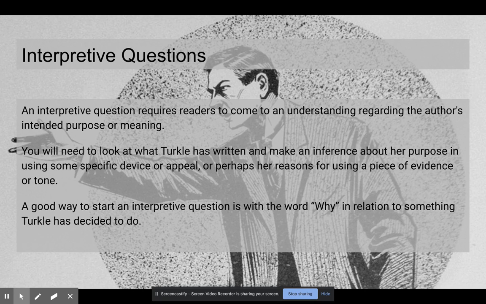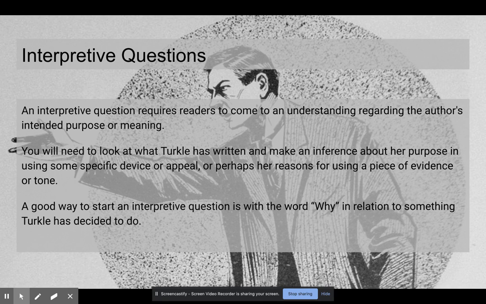So interpretive questions in this context for this lesson are questions that require the reader to come to an understanding regarding the author's intended purpose or meaning. So what you're going to do is look at what Turkle has written and make an inference about why she's doing the thing she's doing and ask a question about it. Perhaps her reasons for using a piece of evidence, for taking a certain tone, for using a specific appeal.